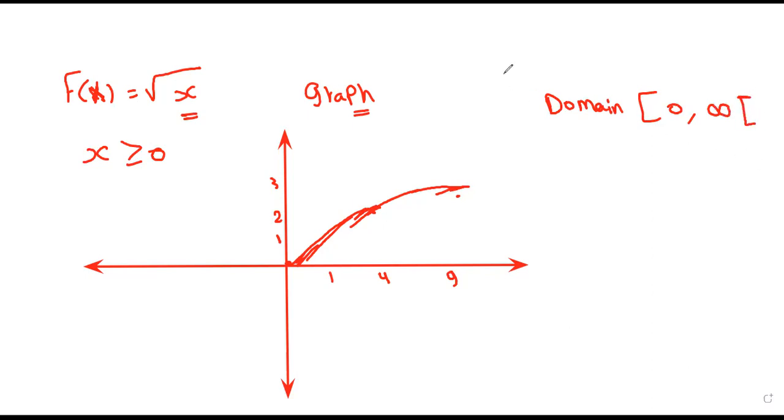Once again, what is the meaning of the domain? The domain means all values of x we can get. And for sure, we can get all positive values and we can get 0.